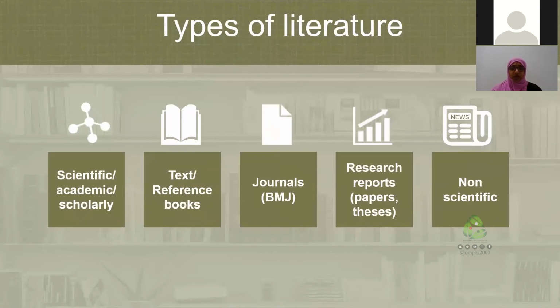So there are lots of different types of literature. We have scientific and academic scholarly literature. We have text and reference books. There are journals, medical journals that I think most of the pharmacists would be interested in and can relate to. There are research reports, papers, theses, and of course there is non-scientific literature as well. Some people would be interested in topics that are published in news, in comics, in magazines. So all these are types of literature, and everyone would search in an area that they're interested in.